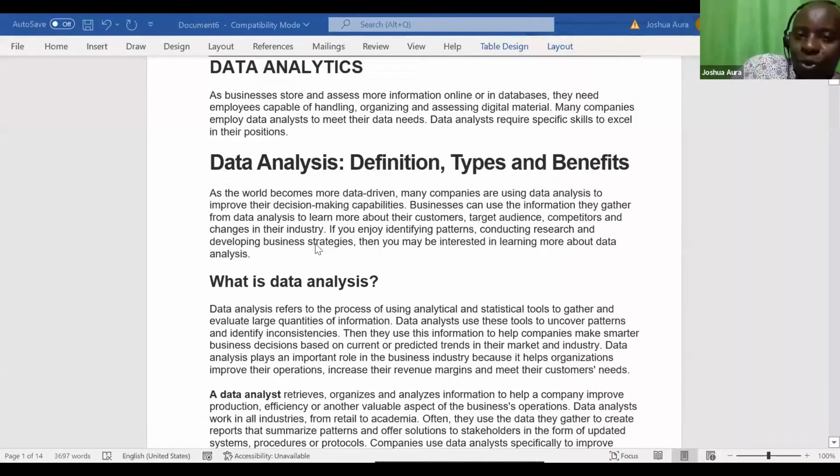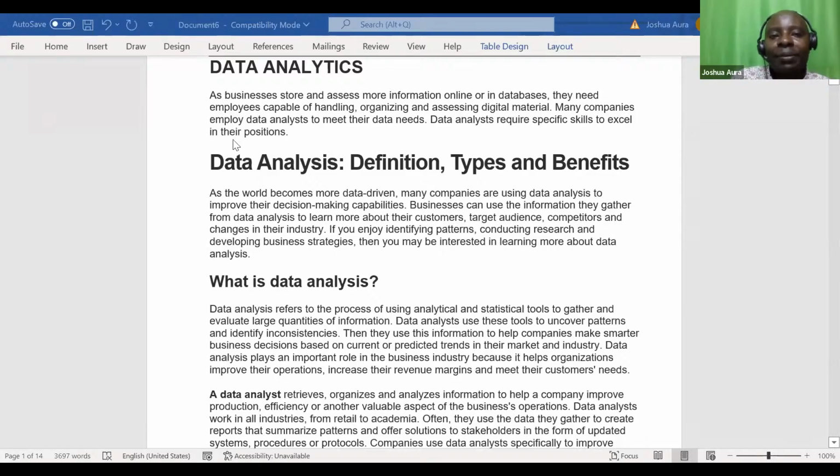So we have here some document that I would want us to go through. Are you able to see my document? Data analytics document. Data analytics, yes.